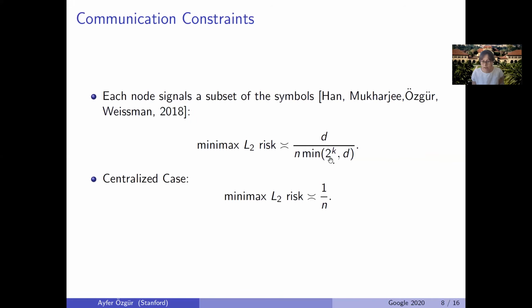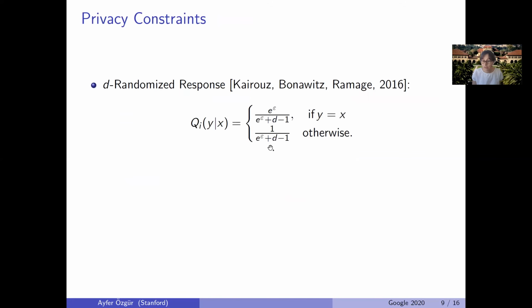And you see here that when you have a communication constraint, especially when k, the number of bits you have per sample, is small, your risk will be d/n instead of 1/n. So there is a factor of d penalty in the error that comes from this limitation in your communication budget. The same setting, discrete distribution estimation, has also been studied under privacy constraints.